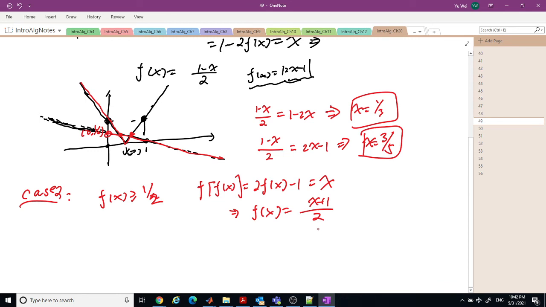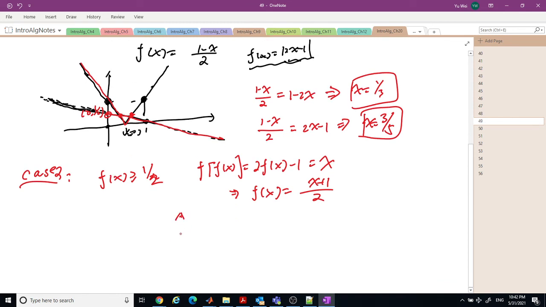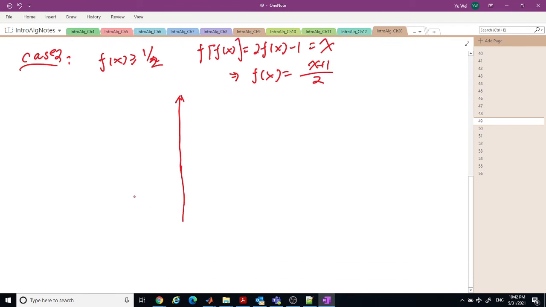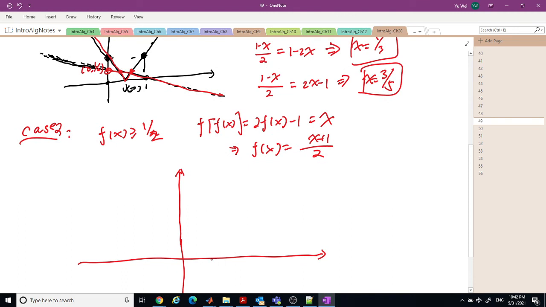Okay, now we need to draw (x plus 1) over 2. So we still have the same thing. Here is 1/2 and 0, and we have a 1 here at 1, right? It's 1 over the 0. So here is the 2x minus 1.